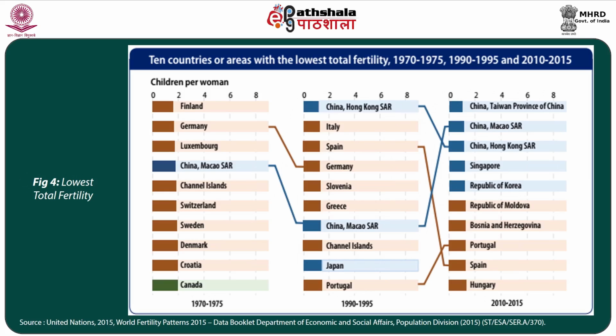In 1990-95, the 10 lowest fertility countries included Portugal, Japan, Greece, Germany, Spain, China, Hong Kong. In 2010 and 2015, the 10 lowest fertility countries included Hungary, Spain, Portugal, Bosnia, Korea, Singapore, China, Hong Kong, China, Macau SAR and China, Taiwan province.